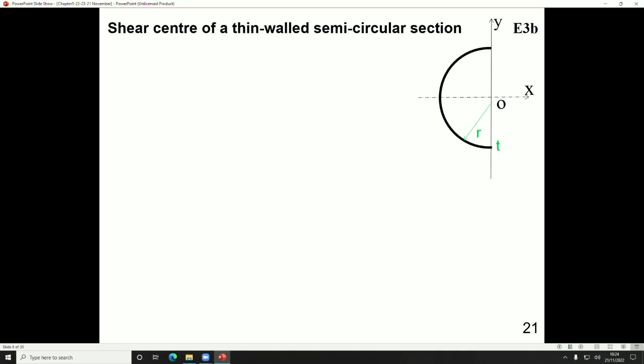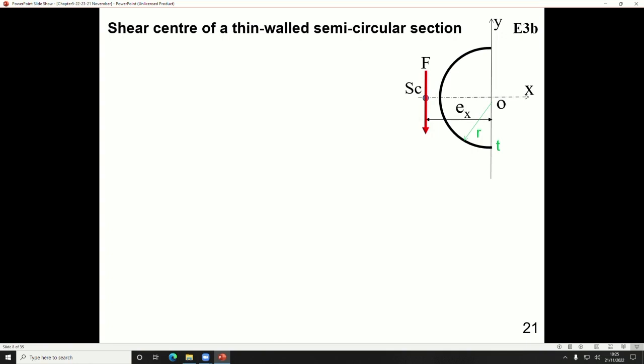So slide number 21 is actually the solution to question 3B. I've given it as a lecture slide because all the contents are examinable. It could be a question as well. On slide 21, our objective is to find the position of the shear center of a thin-walled semicircular section. The section has one axis of symmetry. In this example, the thickness is uniform, so t is constant.